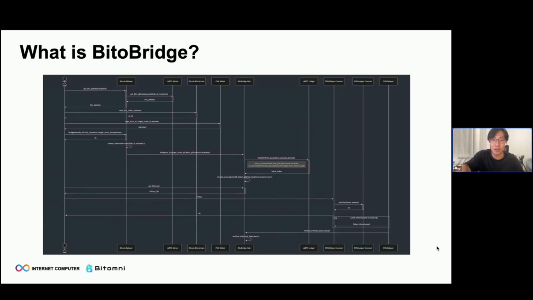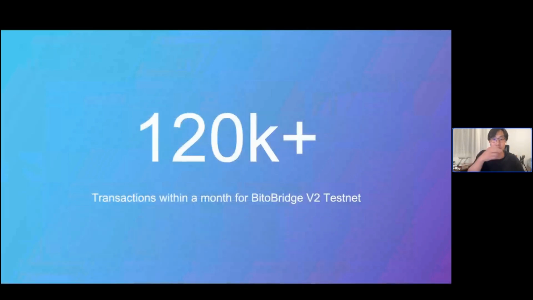So I hope I explained it successfully. But if there's any question regarding this sequence diagram, please let me know in the chat area. I'd like to show some data. We have over 120K transactions since the launch of BitoBridge V2. It's within a month, and we've seen almost 10,000 transactions every 12 or 24 hours for the last couple of days. So it has been increasing.